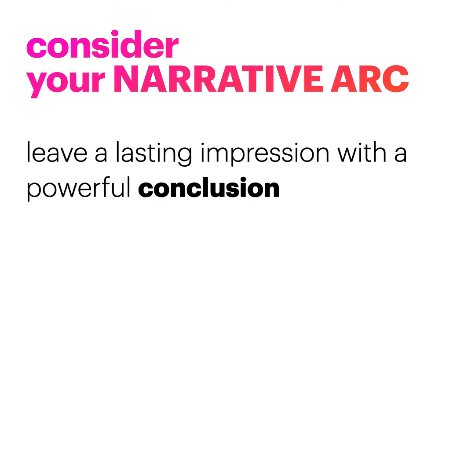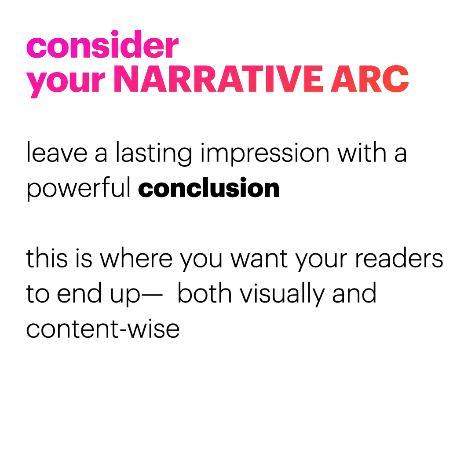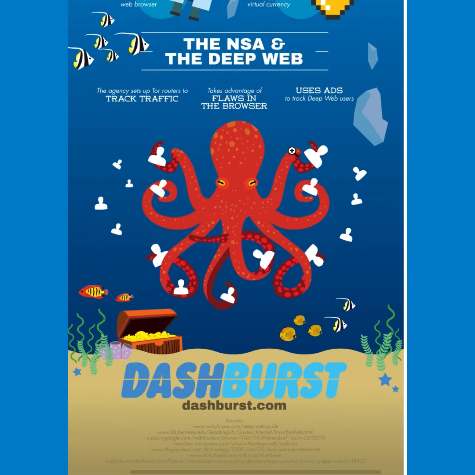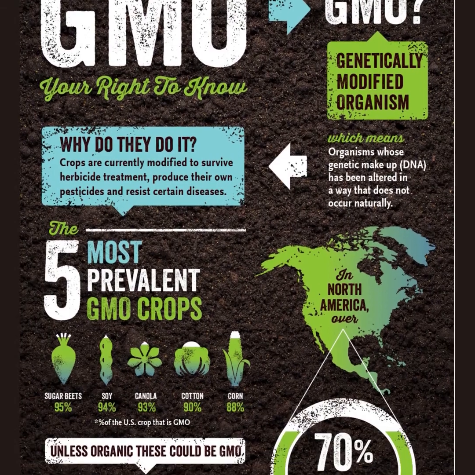You'll also want to make sure that you leave a lasting impression and that your piece ends with some type of powerful conclusion. This is really where you want your readers to end up, both visually and content-wise. So if we go back to this last infographic we looked at, we really want them to end up at this bottom piece. And I think this really powerful image of the octopus capturing all of the person icons serves as a very well-rounded conclusion.